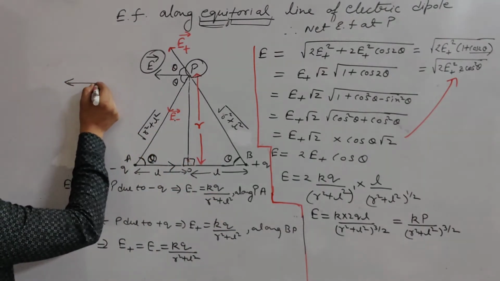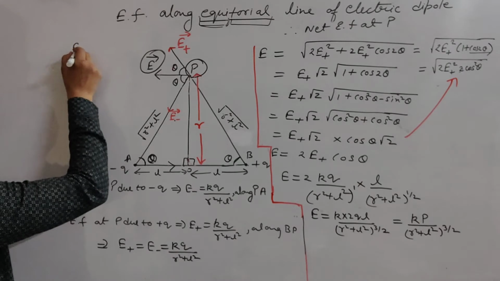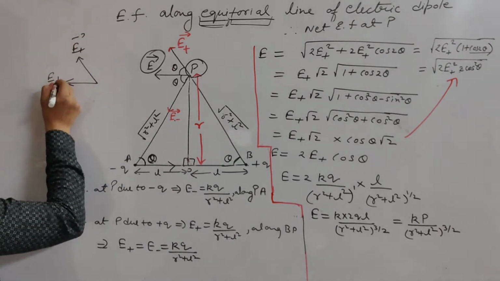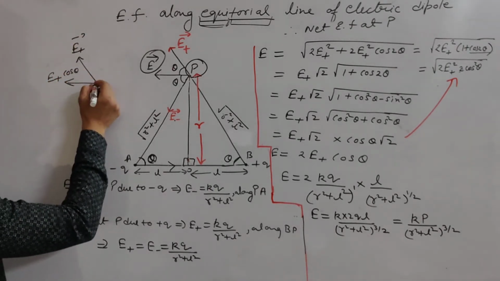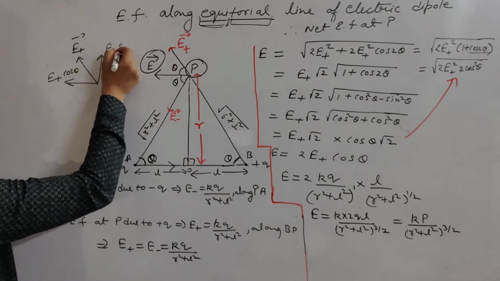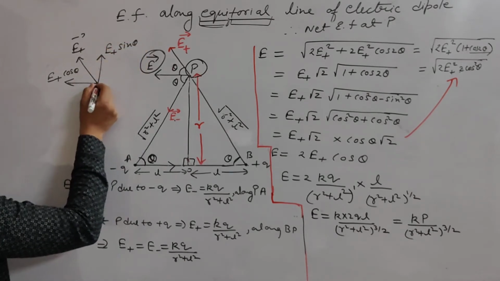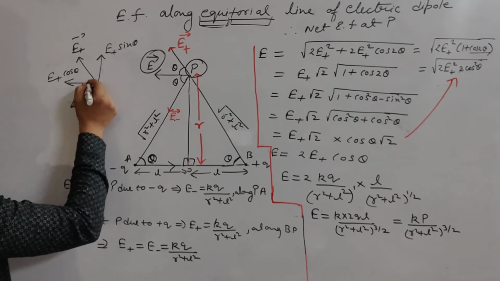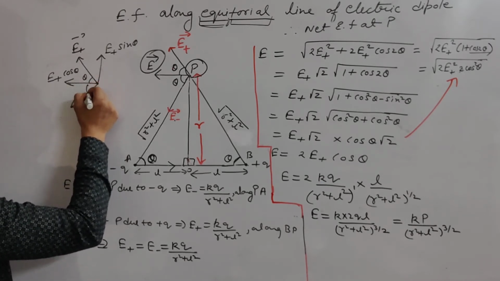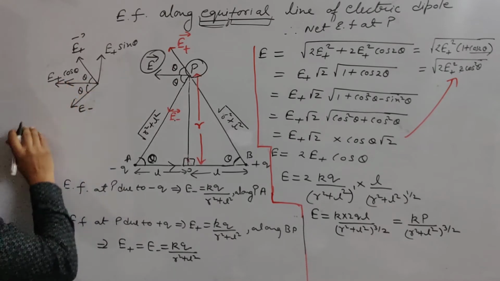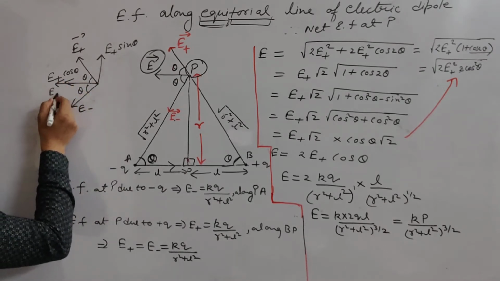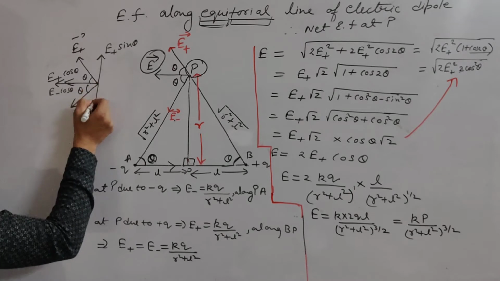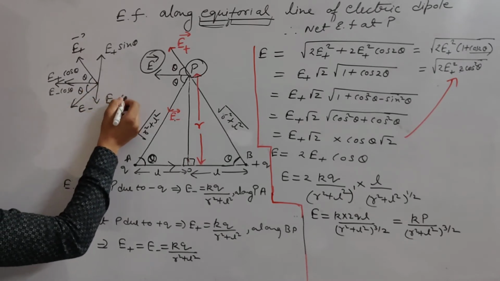We are going to make one more figure. This is E plus. So here you will be getting E plus cos theta, and here you will be getting E plus sin theta. Similarly, you are having here E minus. Is it visible? Good. This is theta. This is also theta. So here again you will be getting E minus cos theta, and here you will be getting E minus sin theta.